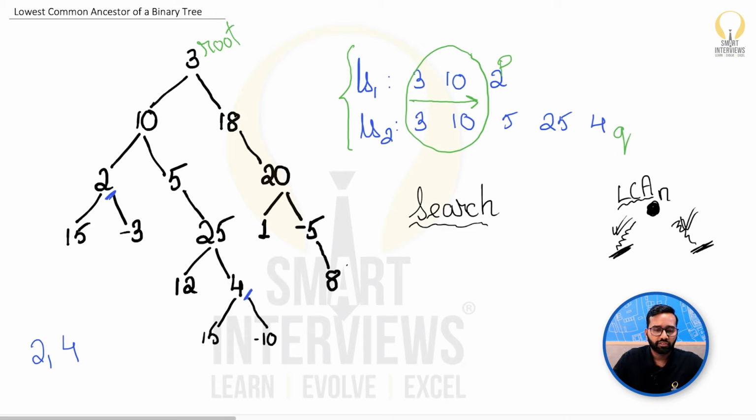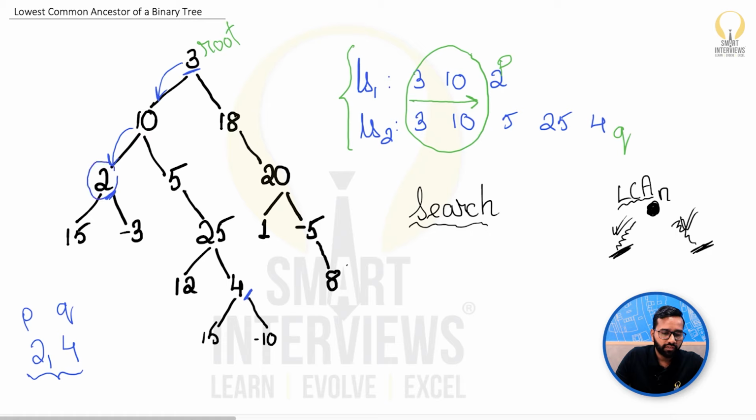Let's try to trace out this logic on the current example. Say the given nodes are 2 and 4. So your P is 2 and your Q is 4. We'll start by searching through the root node. We'll go to the left side. We are not finding P or Q yet. Again, if we continue, we go to the left side.